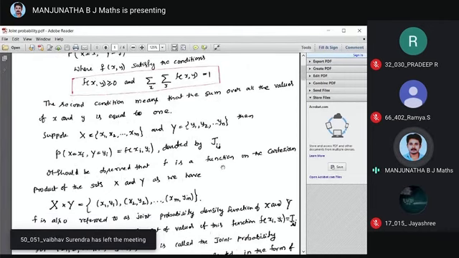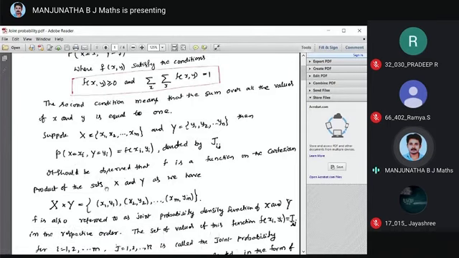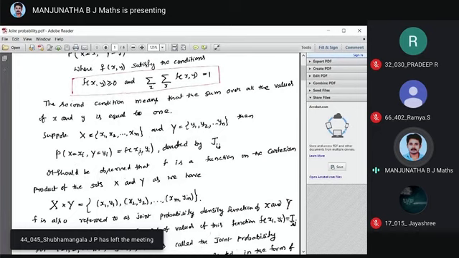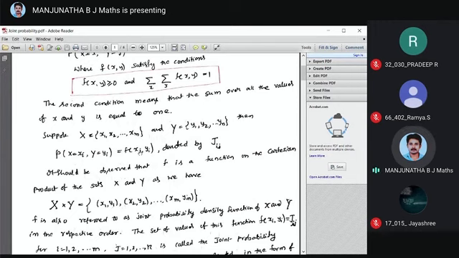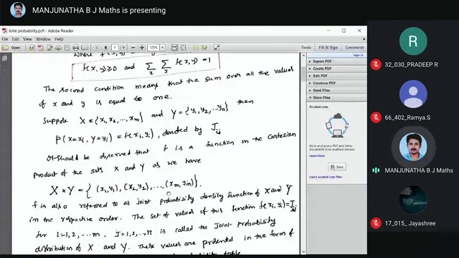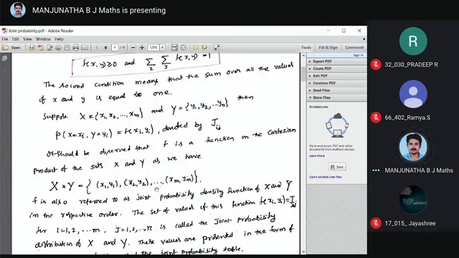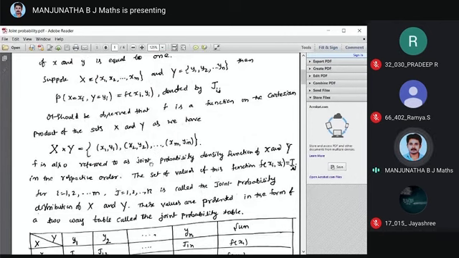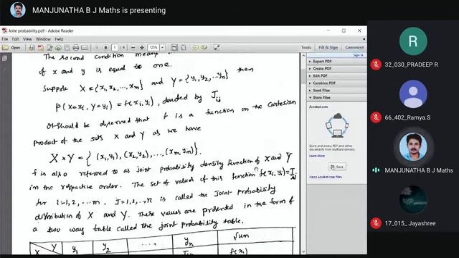It should be observed that f is a function on the Cartesian product of the sets X and Y. So what is it? x1 y1, x2 y2, x3 y3, or x1 y2, x1 y3. So these are all Cartesian products, just taking their multiplication. So X cross Y we denote as x1 comma y1, x2 comma y2. Otherwise, that is an ordered pair x1 y1, x2 y2, x3 y3, up to xm ym, etc. F is also referred to as the joint probability density function of X and Y. Why? Because double summation of x, summation of y, f of x comma y equals 1.